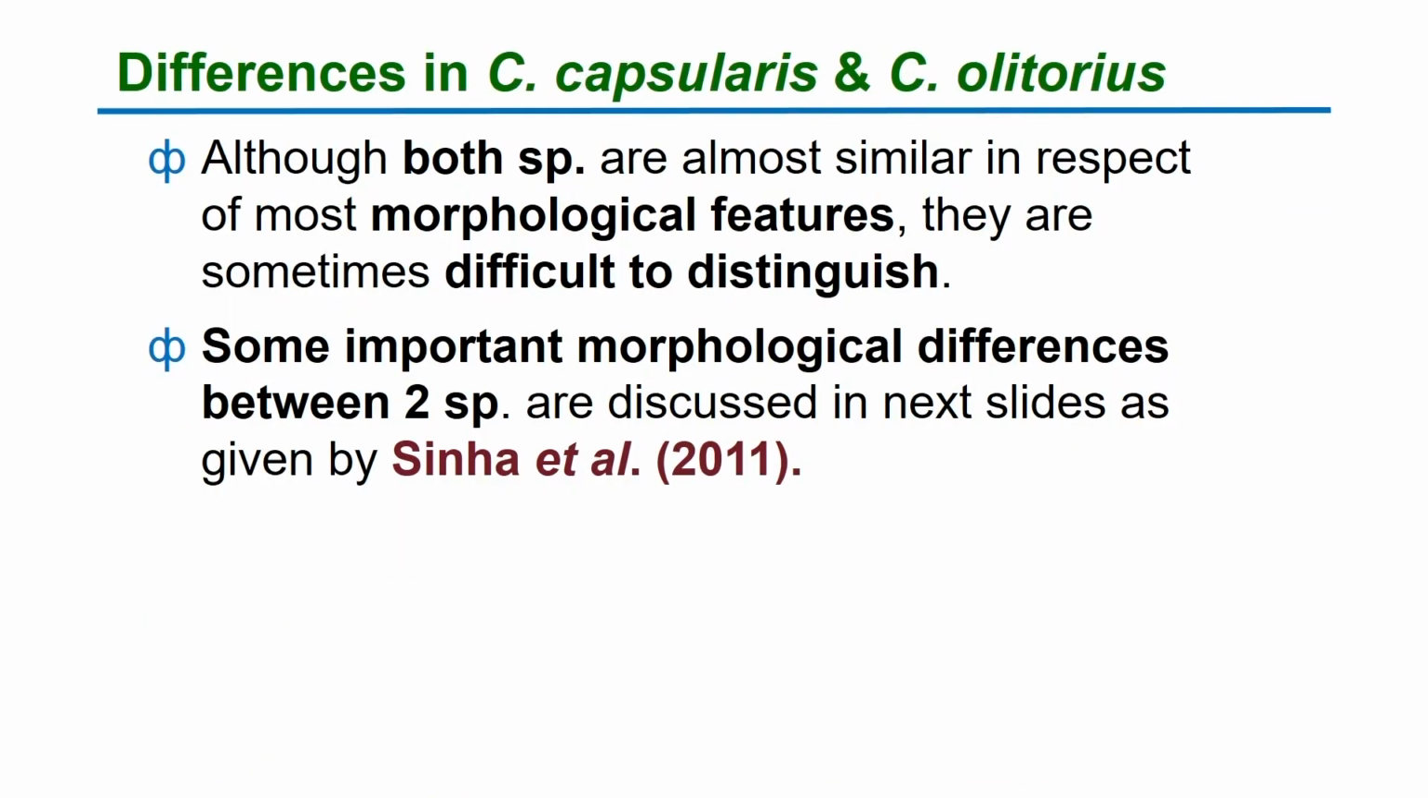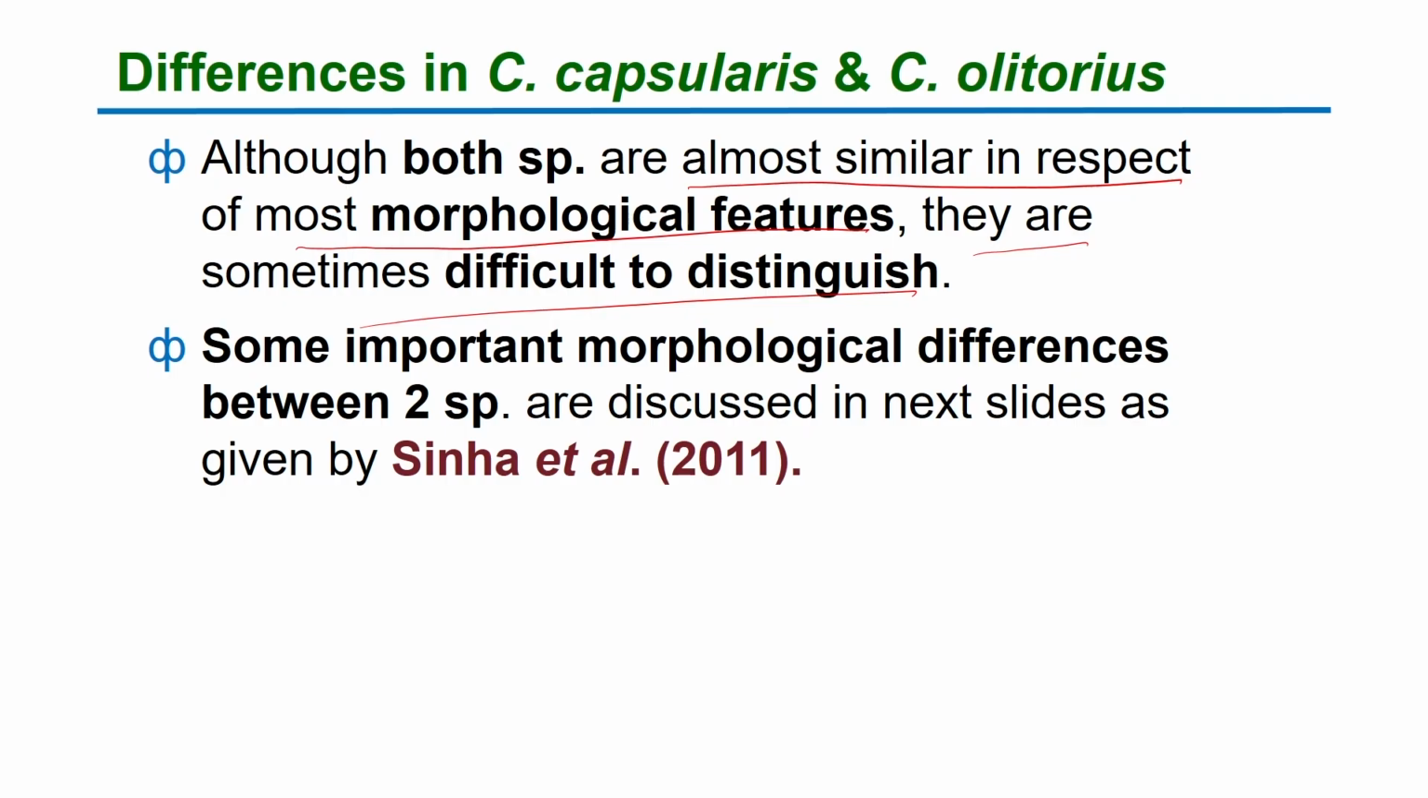Now this is important. In a nutshell, you are going to learn the differences in Corchorus capsularis and Corchorus olitorius. Although both species are almost similar in respect of most morphological features, they are sometimes difficult to distinguish.